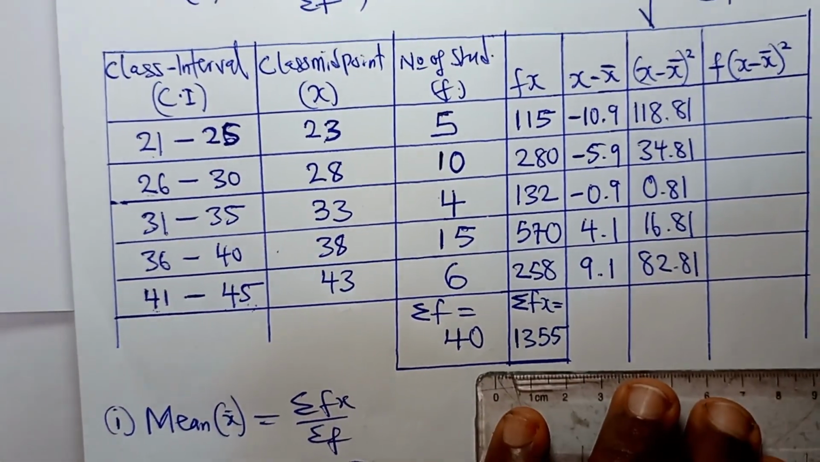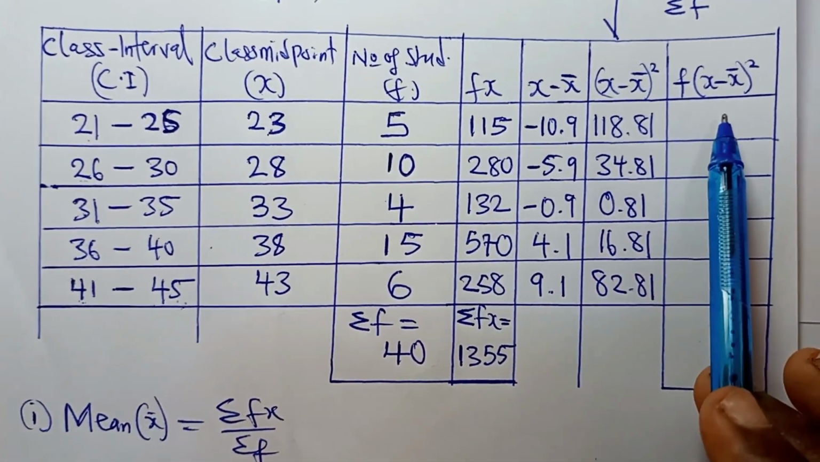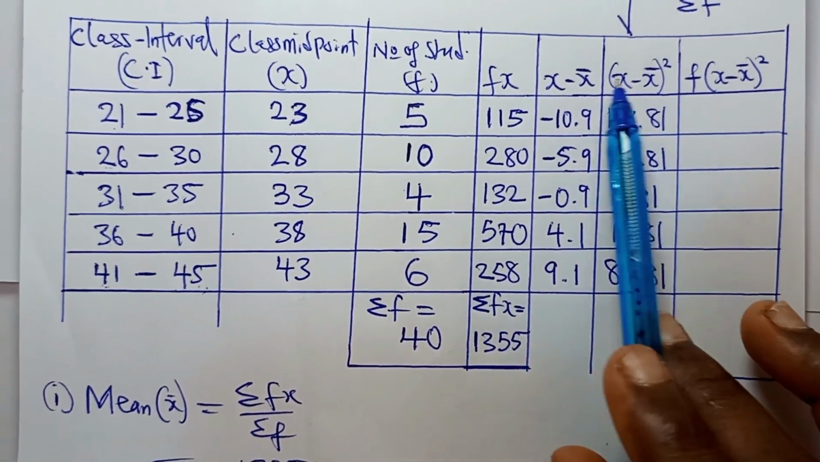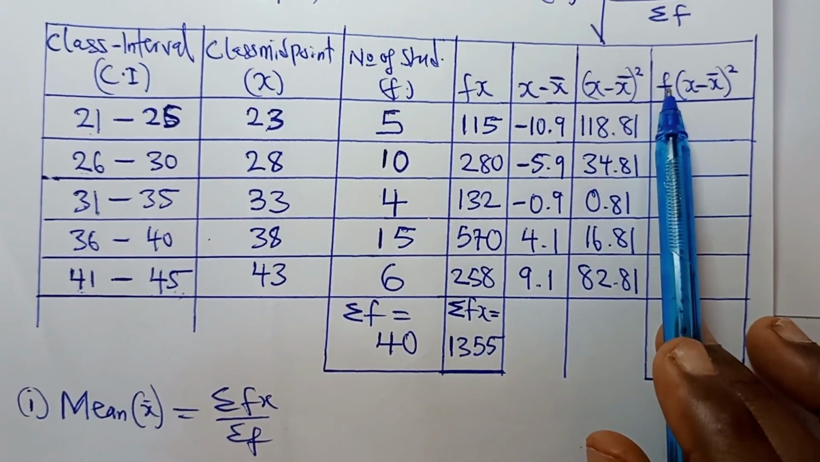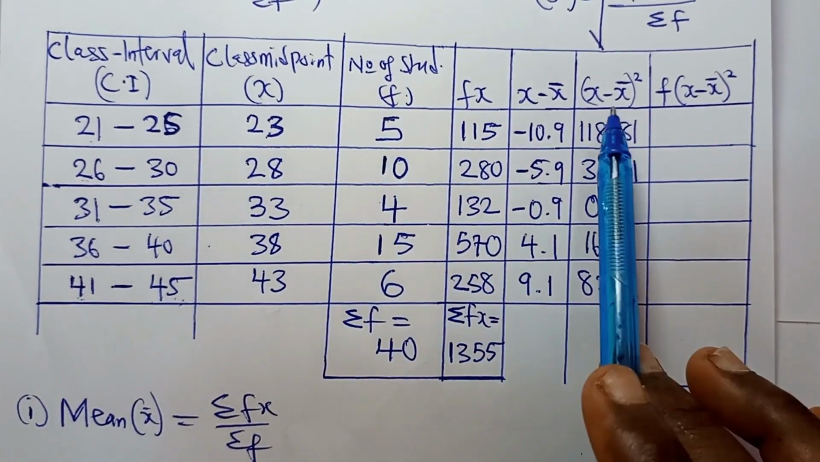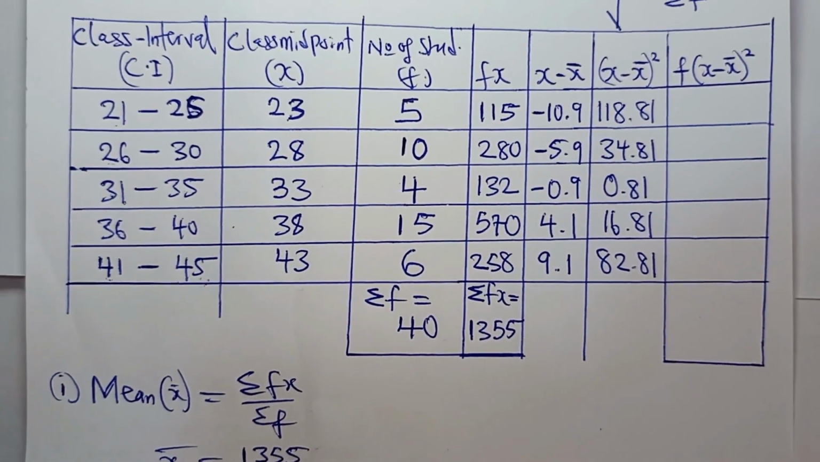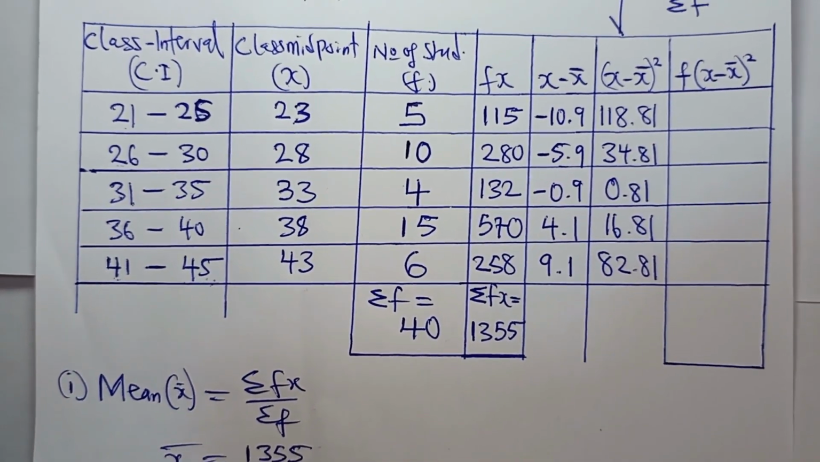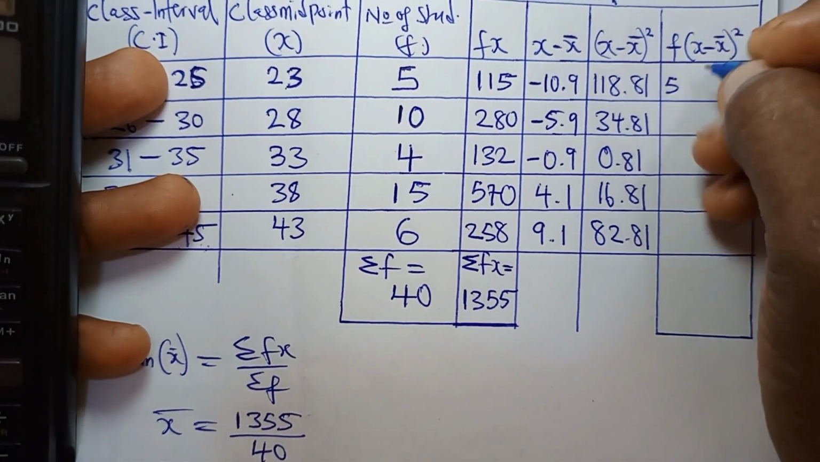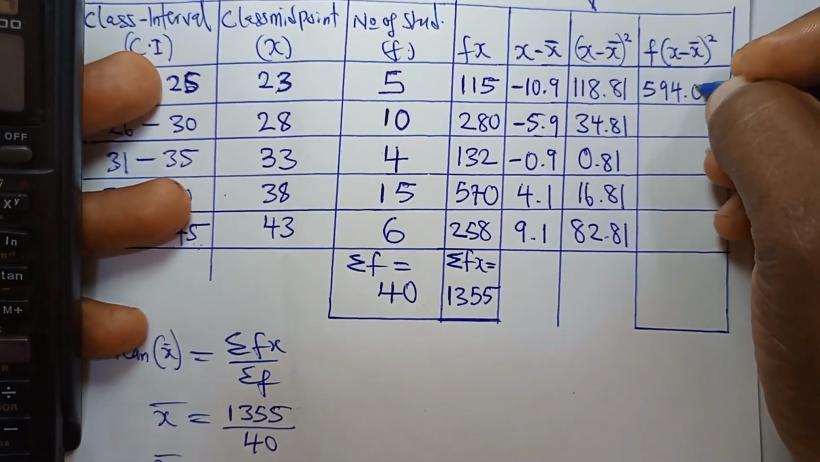The last stage, what are we required to do here? Notice that the difference between this and this is the f in front of this one. That means f times this. Where is f? Look at f. So f times this will give me this. So 5 times 118.81, I will get 594.05.